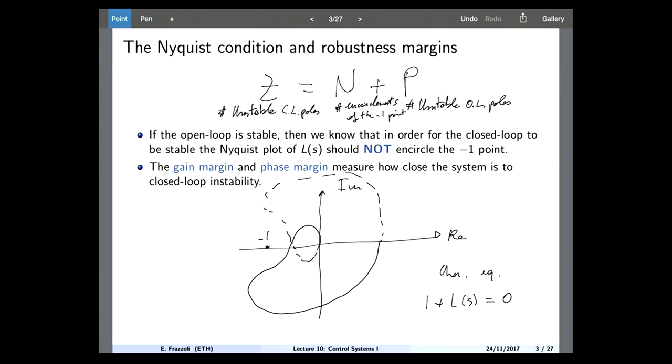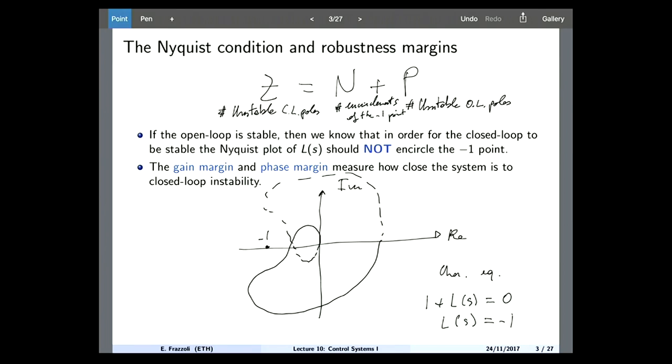Okay. For convenience, instead of plotting this function here and looking at the number of encirclements of the origin, what I will do is write the same thing as L(s) = -1. And then I will count the number of encirclements of the -1 point of this function, so you're looking at the encirclements of -1.